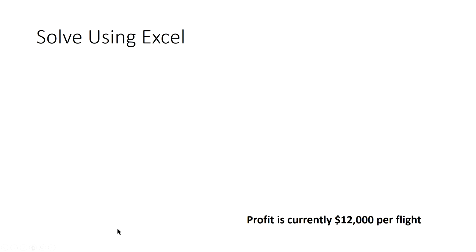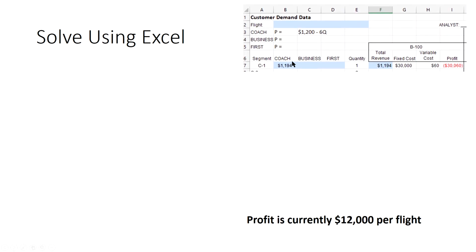That's our current profit. Now, if we want to do the same thing using Excel, we've got up this Excel sheet. I've just taken out a part of it. And in the coach market data, I've said that price is equal to 1200 minus 6Q. That means that if the quantity was 1, that is one customer, then the price that we would have to charge is $1,194, $6 less than 1200. In other words, if we charge $6 less, we would get one more customer. And if we continue this down further, we'll see that.